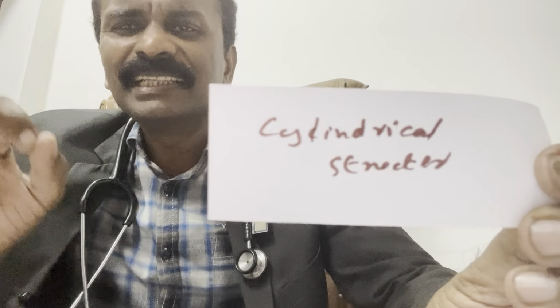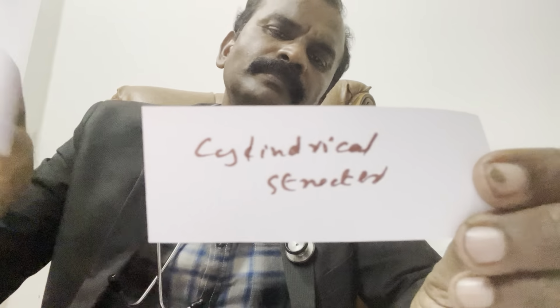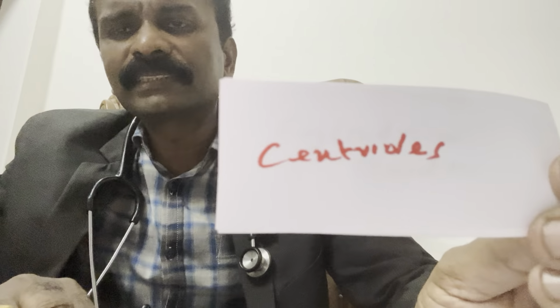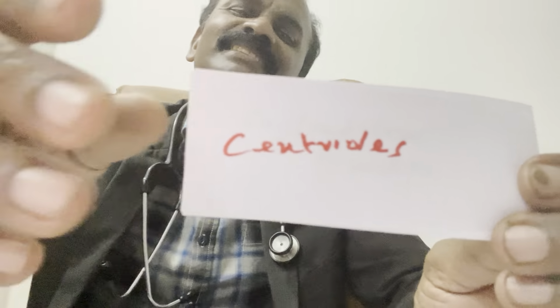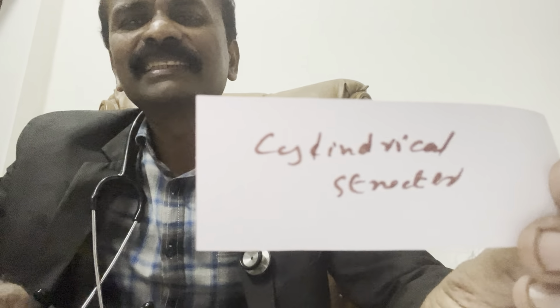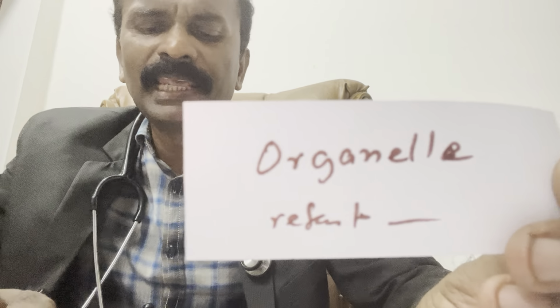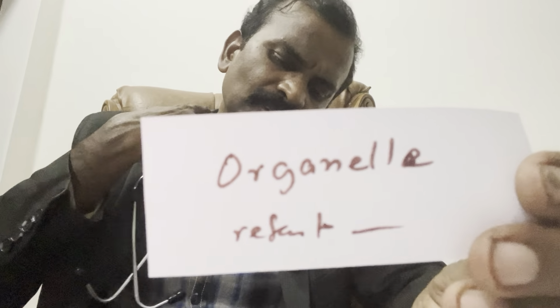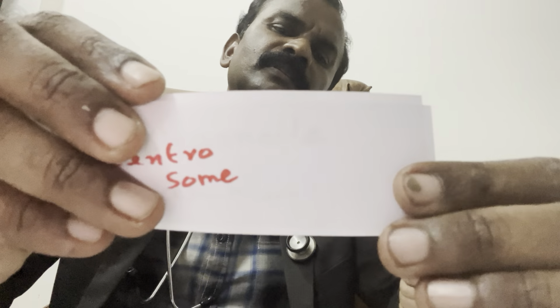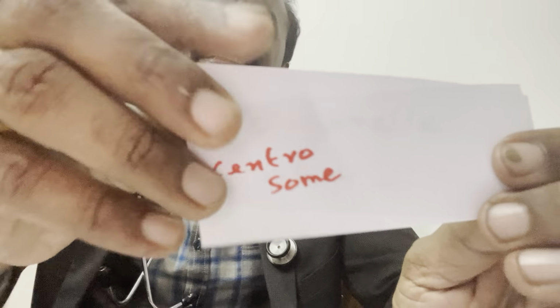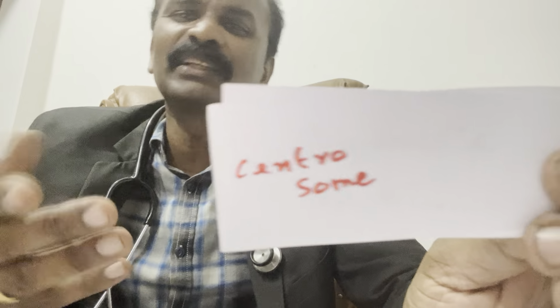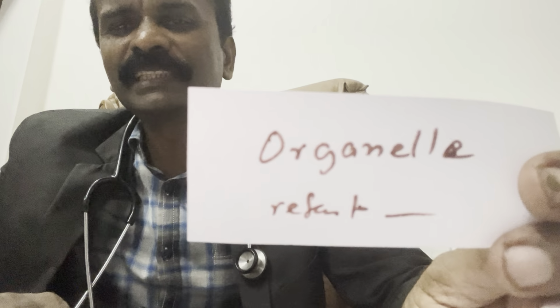Which of the following has a cylindrical structure? The correct answer is centrioles. Or they can ask what is the shape of centrioles. That time you must answer cylindrical. Which is called an organelle? Your textbook says centrosome is an organelle which contains centrioles. So I wrote centrosome. Your textbook says it is an organelle.